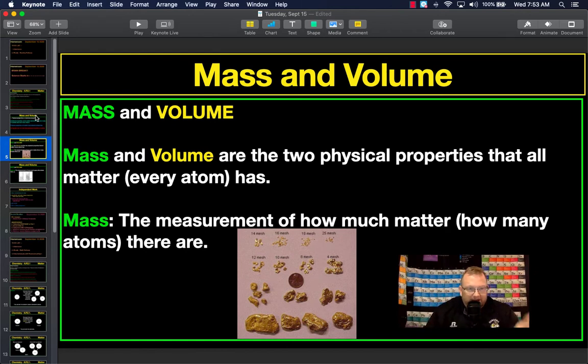It's how many atoms it has or how much matter it has. When I say matter, just think all things, living and non-living, rocks, people, animals. Okay, that's all matter.